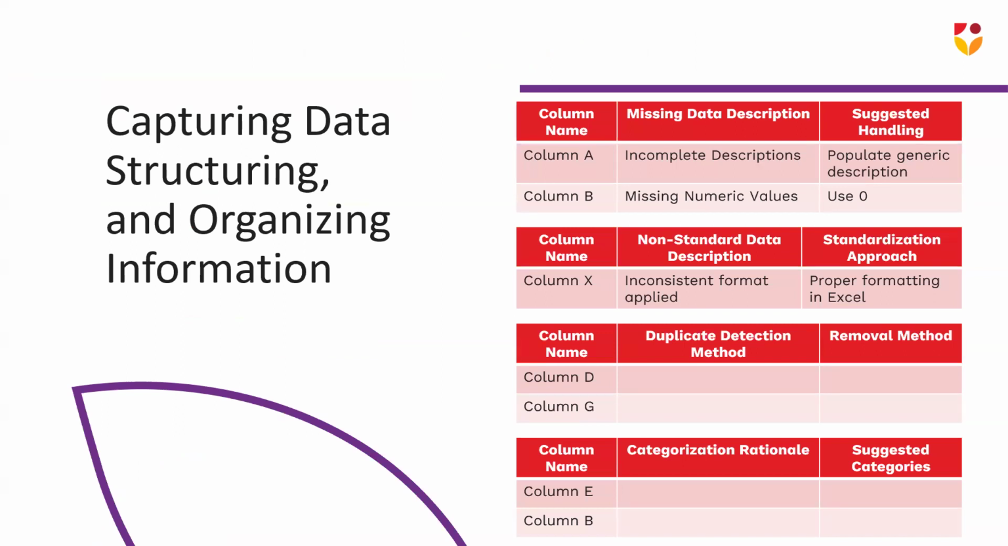So, capturing data, structuring, and organizing information. We can have multiple things. We have multiple columns, and they can have incomplete descriptions. We can have numerous missing values. We can use just a 0 for incomplete descriptions. We populate generic descriptions to handle these missing things.